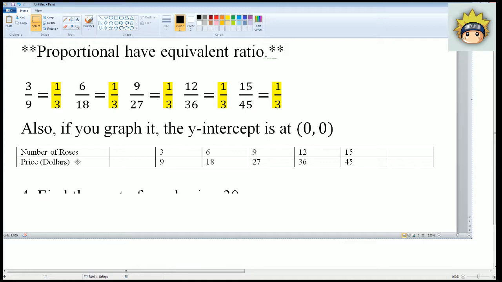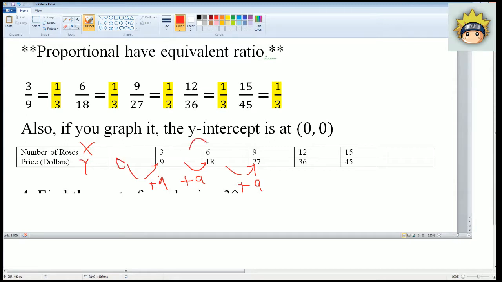What is the y-intercept? Let me bring out Paint. This is x and this is y. To go from here to here, you add 9. Do you see that? Plus 9. So what goes from here to here that is plus 9? 0. 0 plus 9 will equal 9.